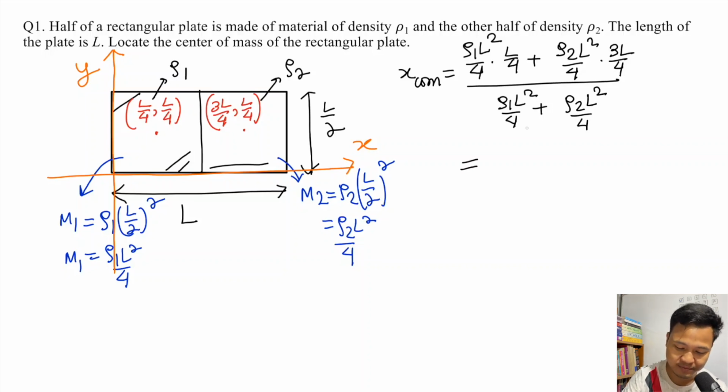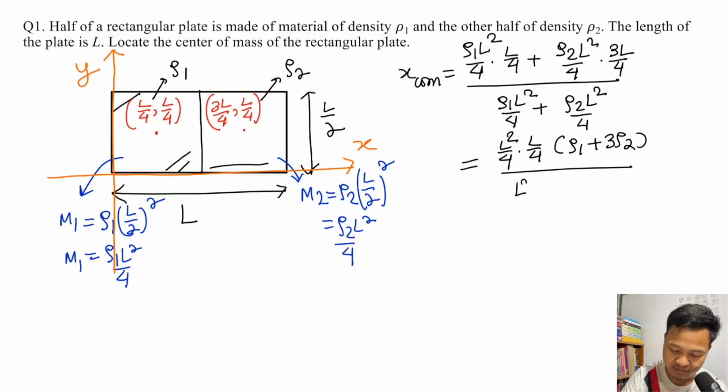Common L square divided by 4, so row 1 plus 3 times of row 2, divided by row 1 plus row 2. The L square by 4 cancels out.